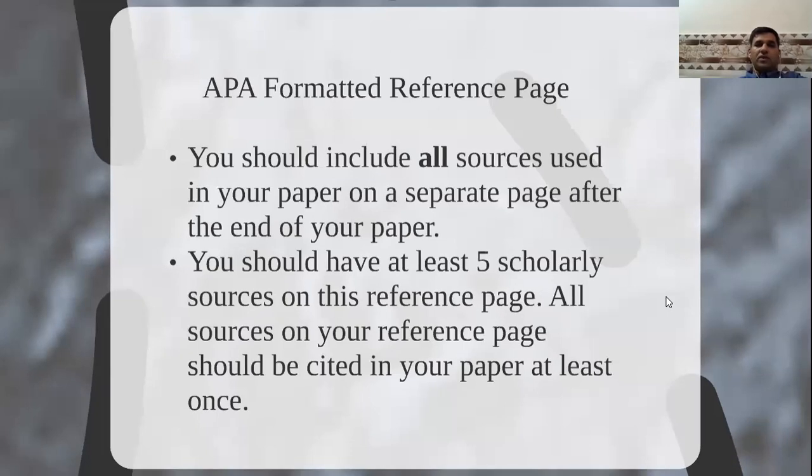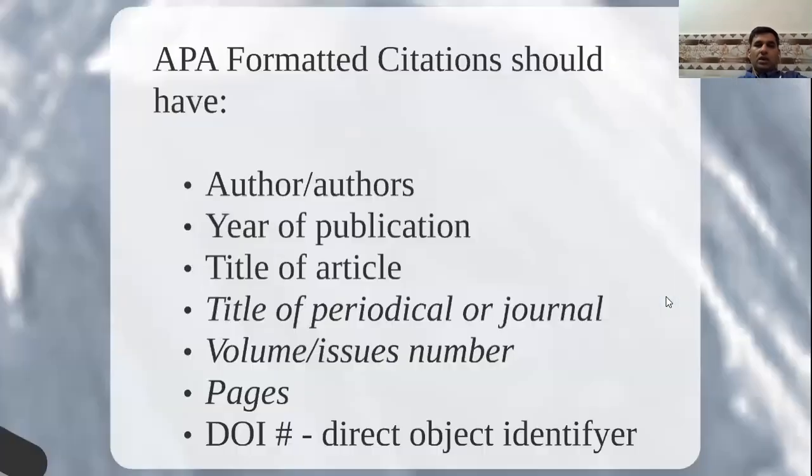APA formatted reference page. You should include all sources used in your paper on a separate page after the end of your paper, and you should have at least 5 scholarly sources on this reference page. All sources on your reference page should be cited in your paper at least once. Each should have author, year of publication, title of the article, periodical journal in which it was published, issue, volume, pages, and digital object identifier if it is available, and usually it is given.